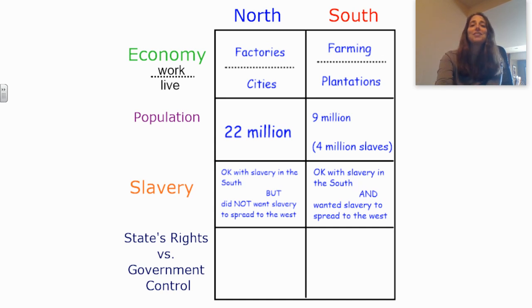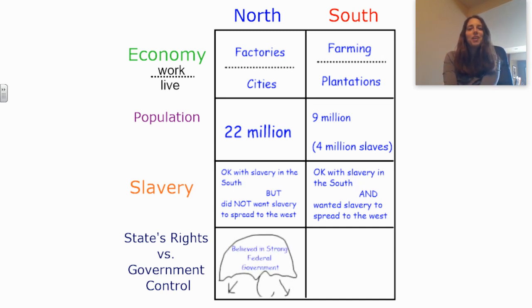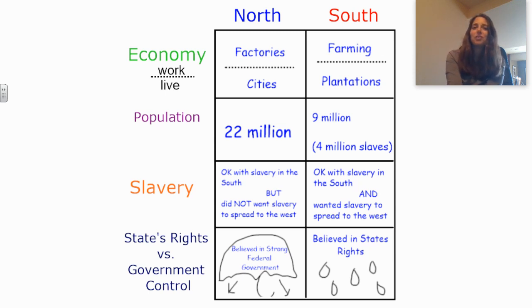And last but not least, who has the most power? The Northerners believed in a strong federal government. If you have that umbrella, even better, but it doesn't really matter. And the South believed very strongly in states' rights. They believe that each state should make decisions for their own selves. So just a little mental sense of pride.